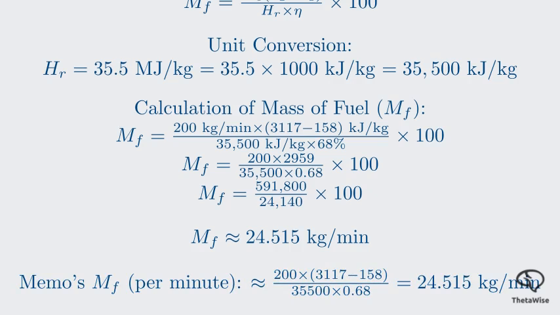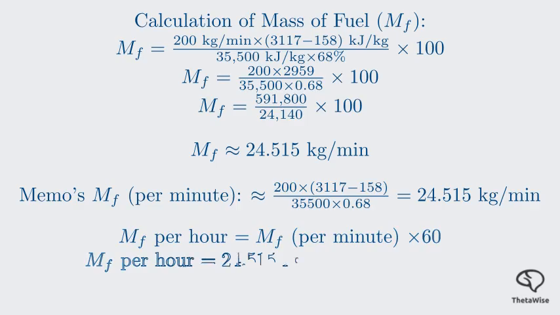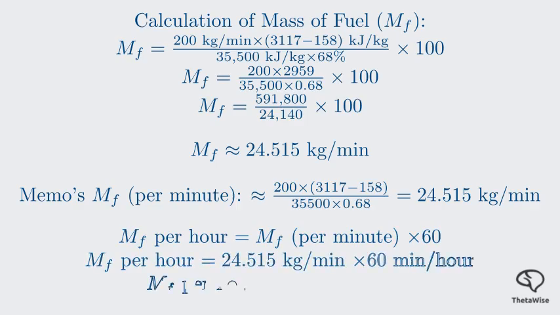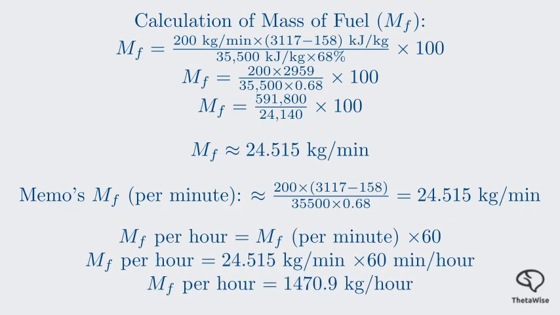The question asks for the mass of fuel consumed per hour, not per minute. So we must multiply our result by 60. m sub f per hour equals 24.515 kilograms per minute times 60 minutes per hour, which gives us 1470.9 kilograms per hour. The memo gives an answer of 1470.999 kilograms per hour. Our answer is consistent when rounded to 3 decimal places. We have successfully calculated the mass of fuel required.